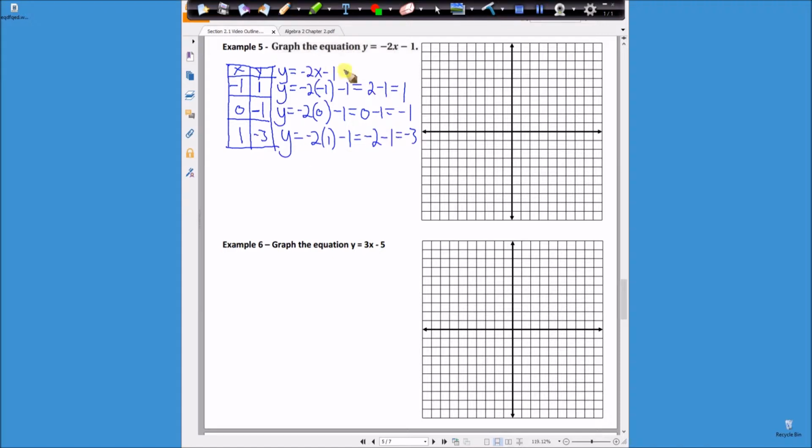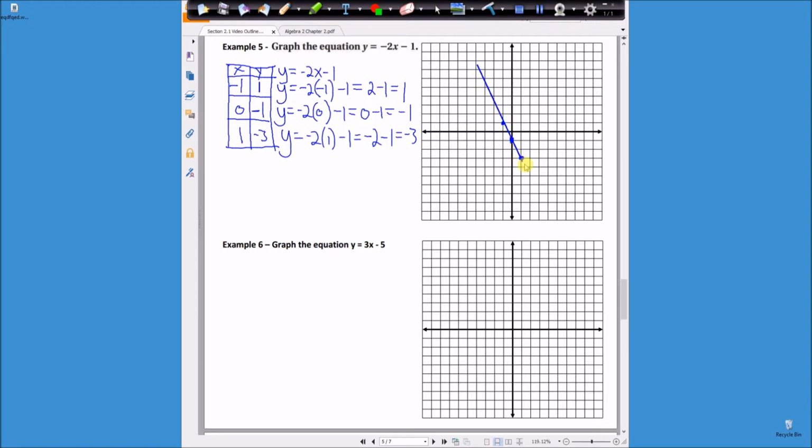Okay, I know you can probably do that a lot faster. You probably do it in your head. I'm just trying to be explicit and help everybody out. So if you graph these, negative 1, 1, first point, 0, negative 1, second point, and then 1, negative 3, third point. Okay, let's see if I can get a line from this here.